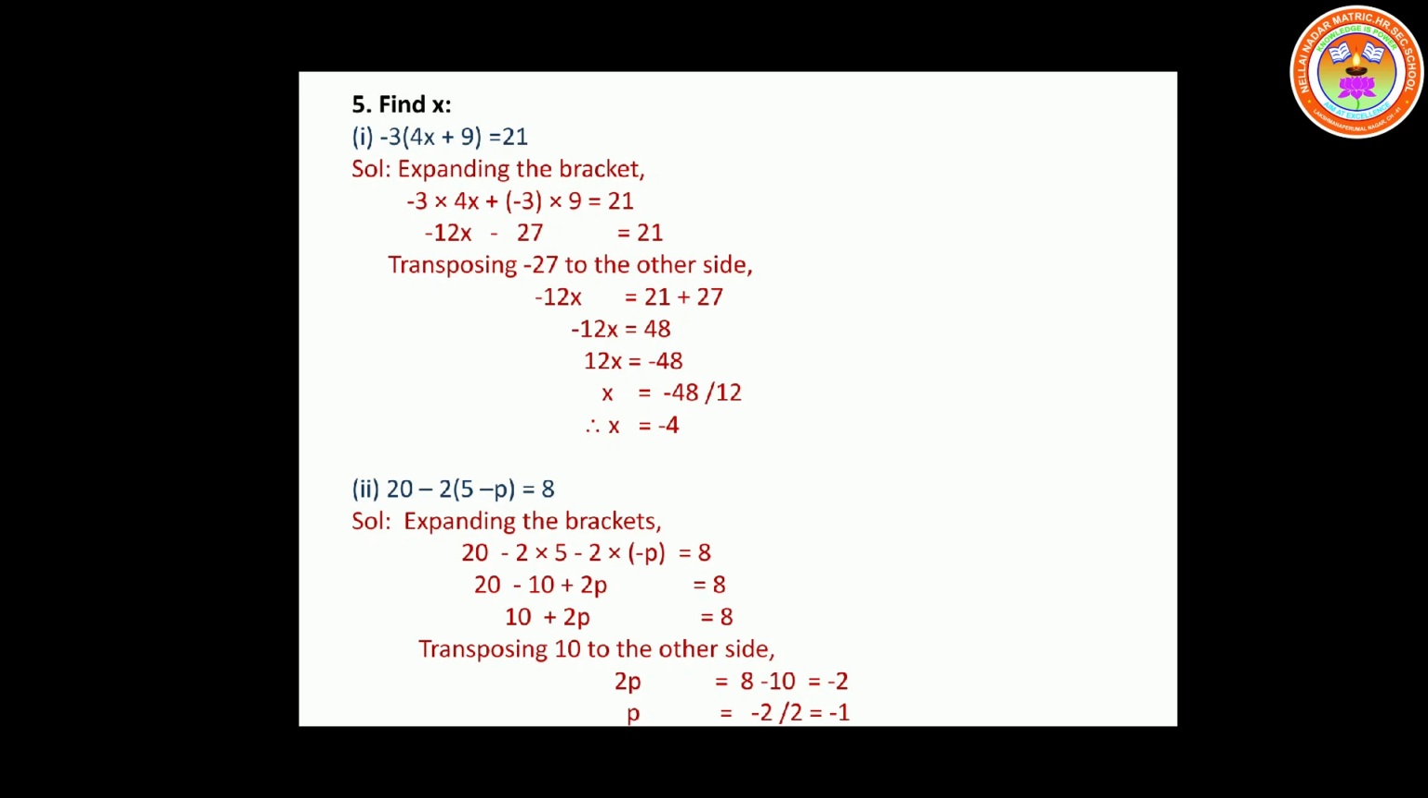Now take the constant term to the other side. So transposing 10 to the other side, it becomes minus 10. So you have 2p is equal to 8 minus 10. You have minus 2 as the answer there. Now transposing 2 to the other side, minus 2 divided by 2. The final answer is minus 1.